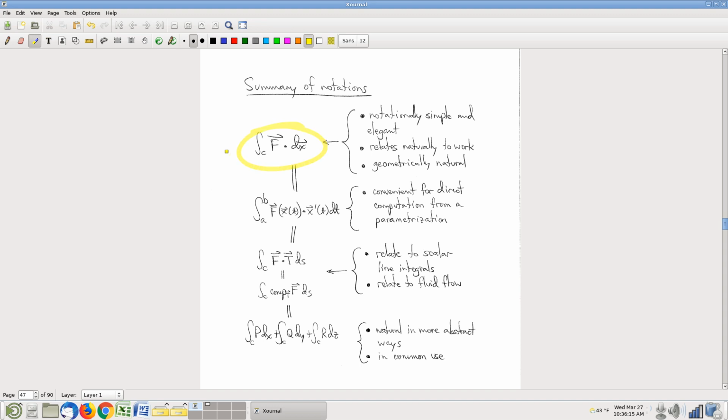This was the first one we wrote down. This is a formula we wrote down to help us compute it. After all, that is a pullback. That's a single variable integral. That's nice.